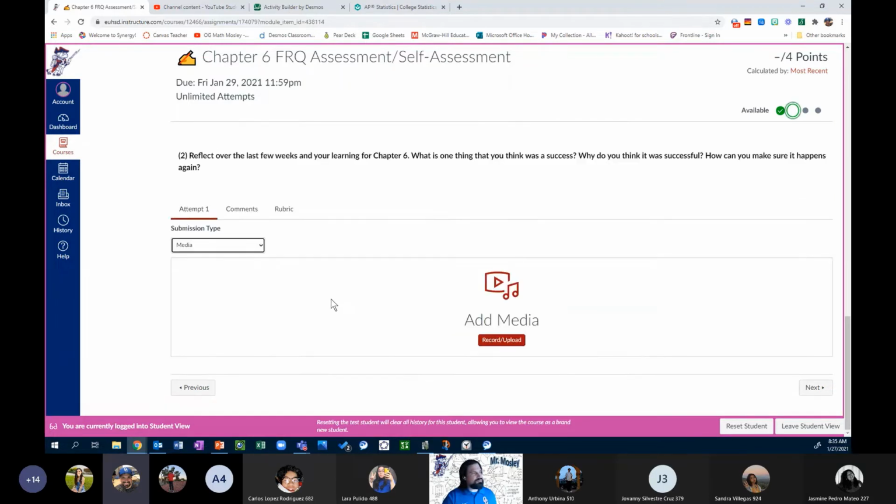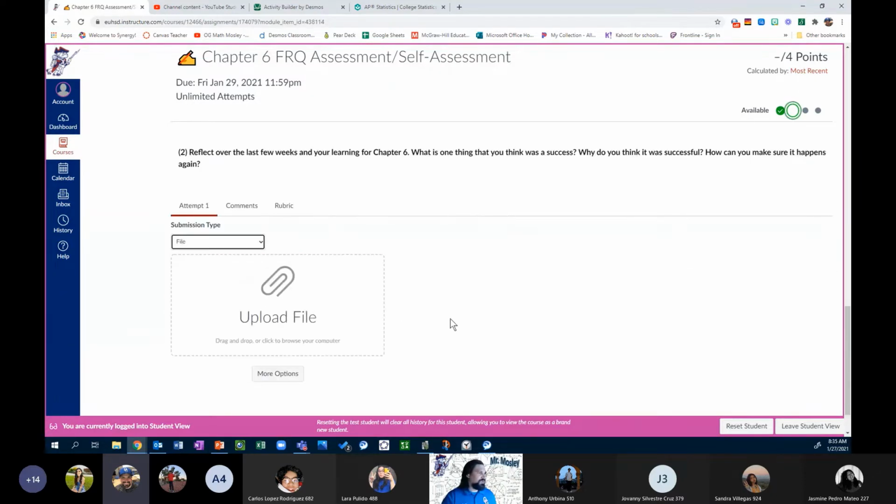You can record yourself answering the questions if you like, or you can upload a file, right? You have all those options available. Whichever one you're most comfortable using, please use. You just need to submit something with your responses. If you're uploading a file, remember that it typically will only allow you to upload 1 file. So make sure that all of your things that you want to submit are contained in that single file.